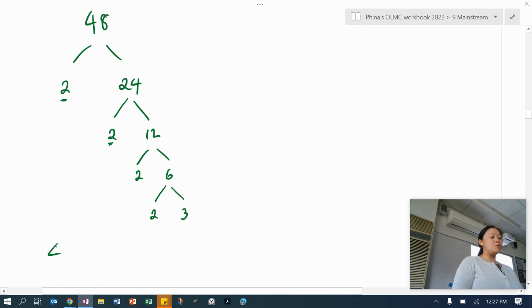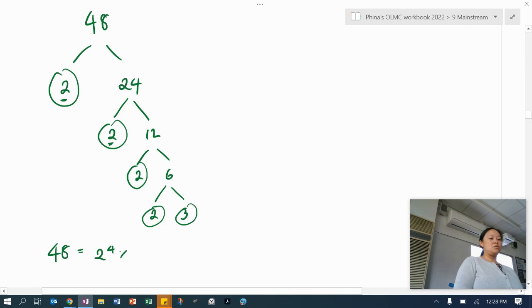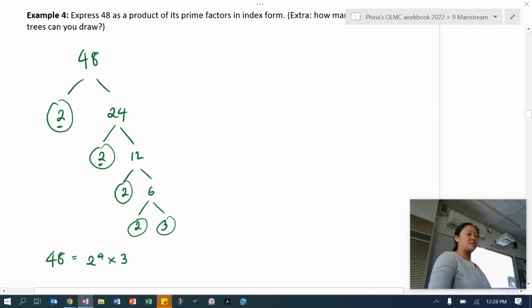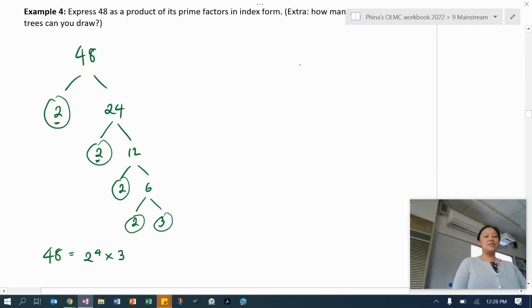So then to write 48 as prime factors, these are our prime factors here. You don't have to circle them. I'll just circle them to make them obvious. 2 to the power of 4 times 3. And if you really like, I can show you another version because some people might like to work their numbers out differently. So I could do 48, 6 and 8.